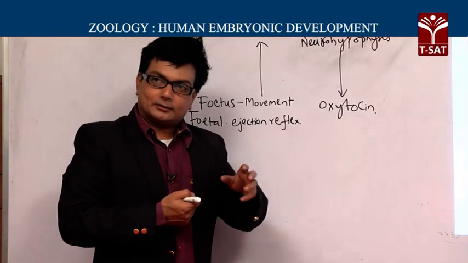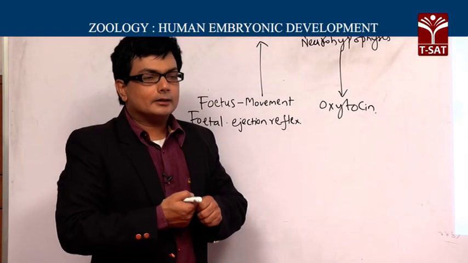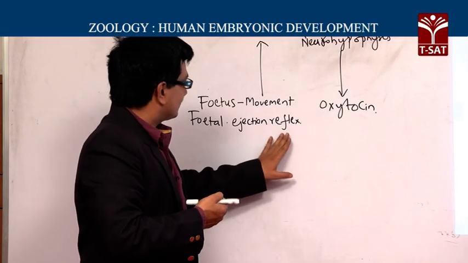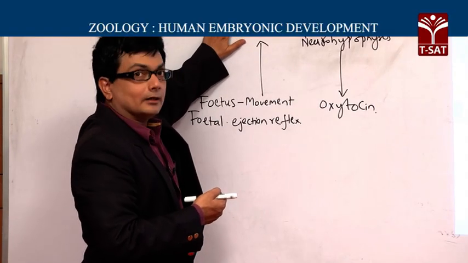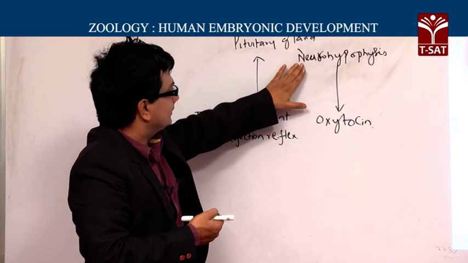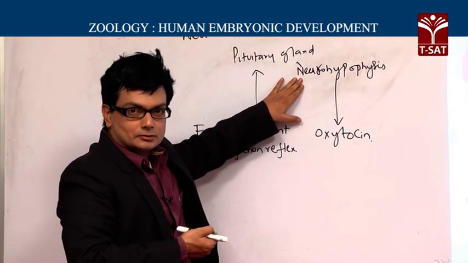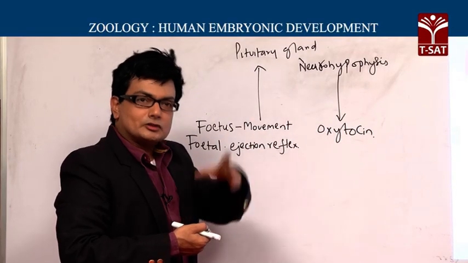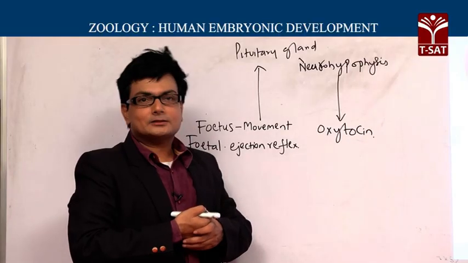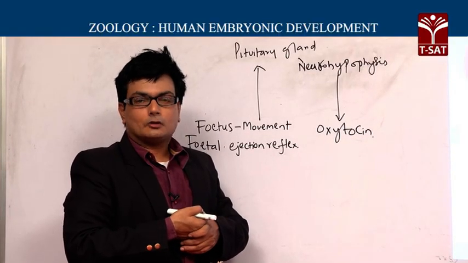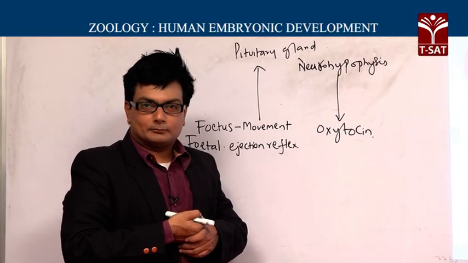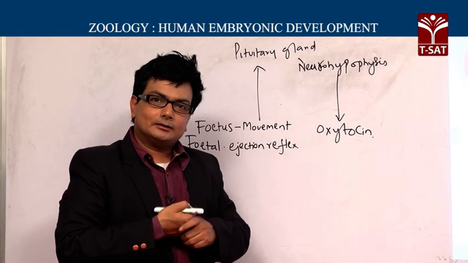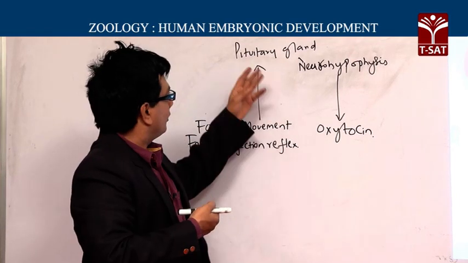Fetus and placenta together cause this particular change, and the fetal ejection reflex leads to what? With this fetal ejection reflex, the signals reach the pituitary gland, and the neurohypophysis of the pituitary gland releases the hormone called oxytocin. The oxytocin reaches the myometrium of the uterus and initiates the contraction of smooth muscles in the myometrium of the uterus. The strong contractions further trigger the production of oxytocin.